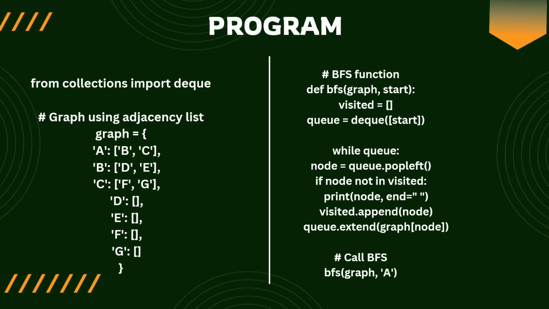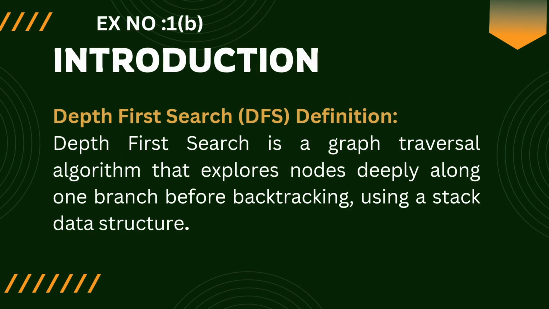Okay, now let's move to the DFS, depth first search. It is also a graph traversal algorithm, but it works differently from BFS. The word depth means going deep. DFS goes deep into one branch before coming back. It explores one complete path first. How does DFS work? DFS uses a stack, last in first out method. The last element added will be removed first.